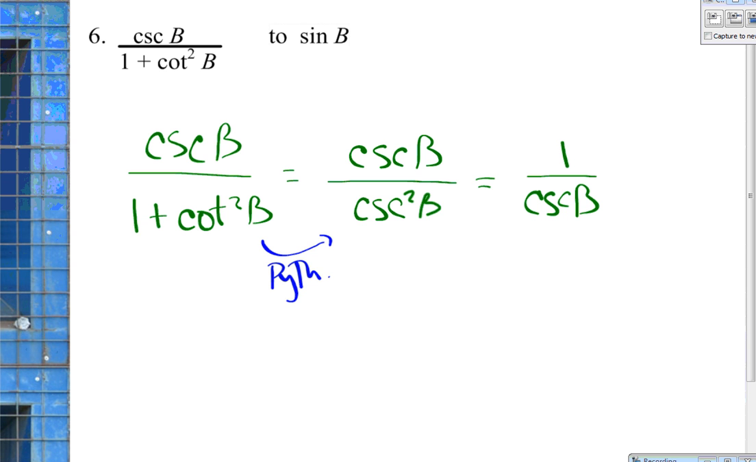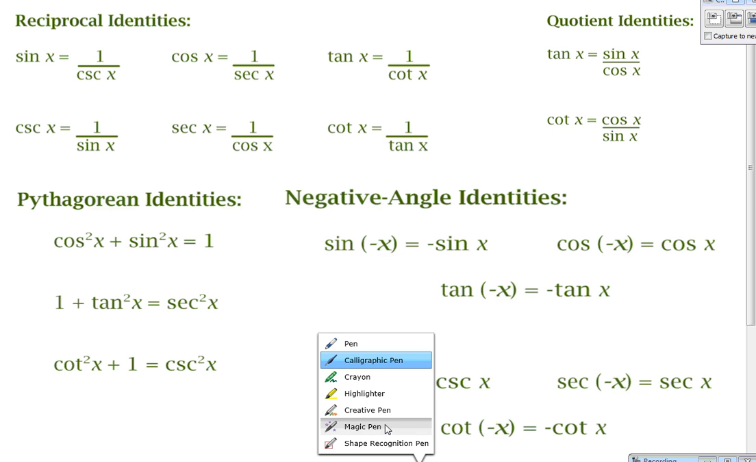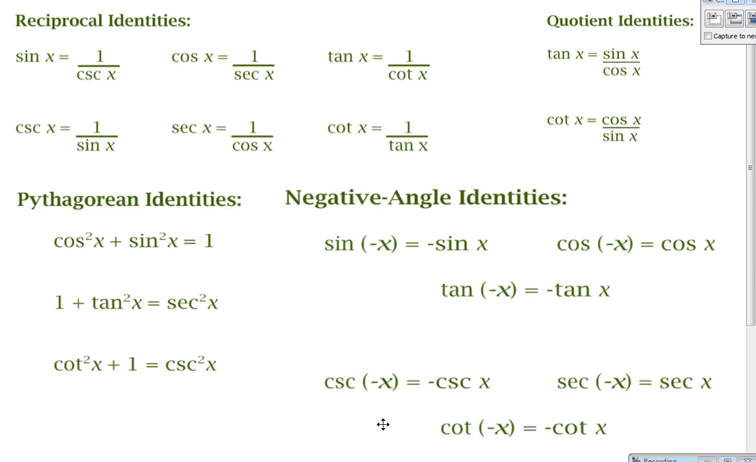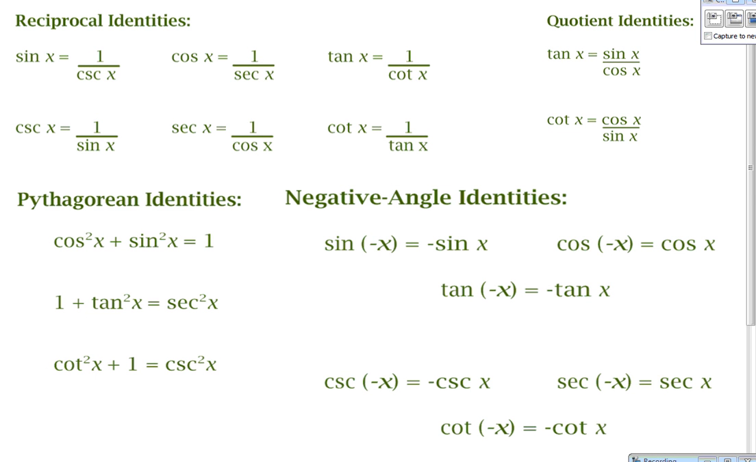Now, if you don't see that this is already sine, go back to your cheat sheet. Hey, all right. 1 over cosecant. That sounds like a reciprocal to me. But sure enough, there it is. So, pull that over.